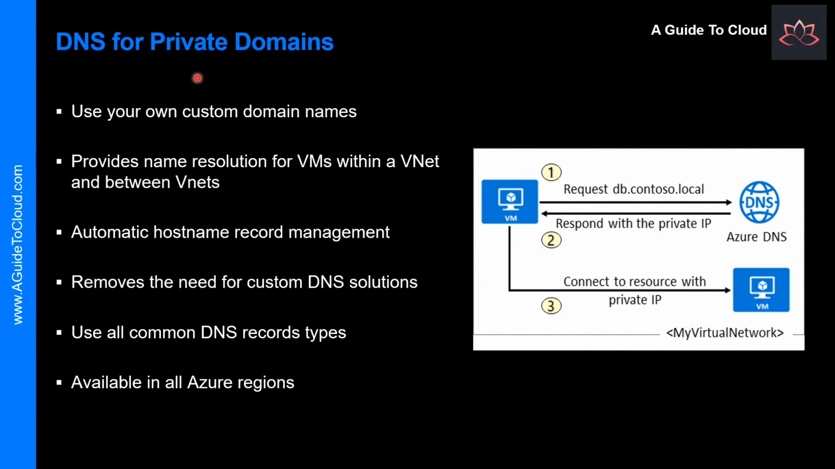Let's understand the DNS for private domains. By using private DNS zones, you can use your own custom domain name rather than the Azure provided name available today. Using a custom domain name helps you tailor your virtual network architecture to best suit your organization's need. It provides name resolution for virtual machines within a virtual network and between virtual networks. Additionally, you can configure zone names with a split horizon view, which allows a private and public DNS to share the name.